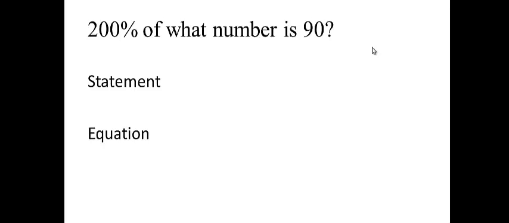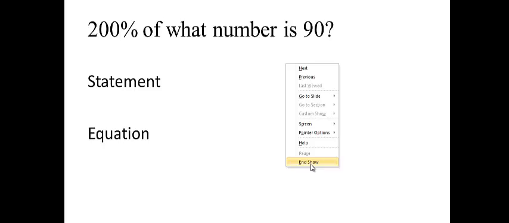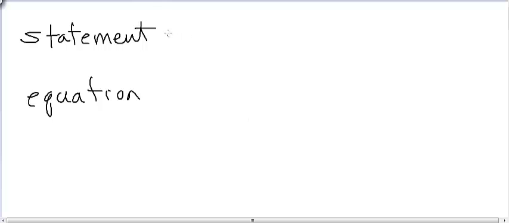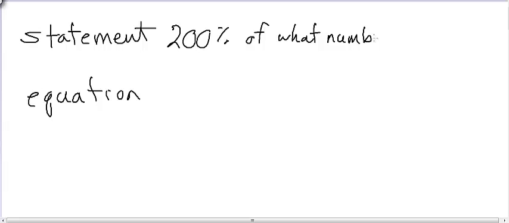Let's look at the question. What 200% of what number is 90? To solve this, I need to understand that is interpreted as an equal sign and of is interpreted as a multiplication sign. And the phrase what number refers to my unknown, my variable. So from that, I can build an equation which I can then solve. So again, I'm solving 200% of what number is 90. So I'll write it out. 200% of what number is 90.